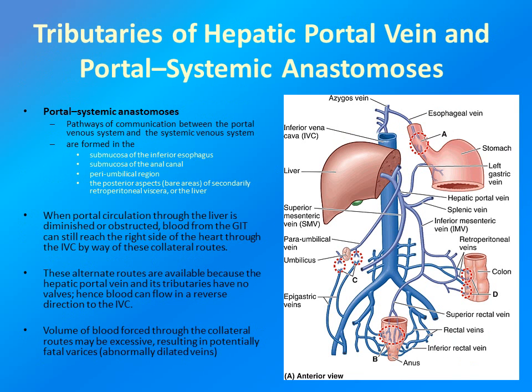We should talk more about one item because it is important to anatomy and your knowledge of clinical correlates. And these are the tributaries of the hepatic portal vein, more specifically the portal-systemic anastomoses. These are pathways of communication between the portal venous system and the systemic venous system, and they are formed within the submucosa of the inferior esophagus, the submucosa of the anal canal, the periumbilical region, and the posterior aspects of the bare area of the liver, which are secondarily retroperitoneal.